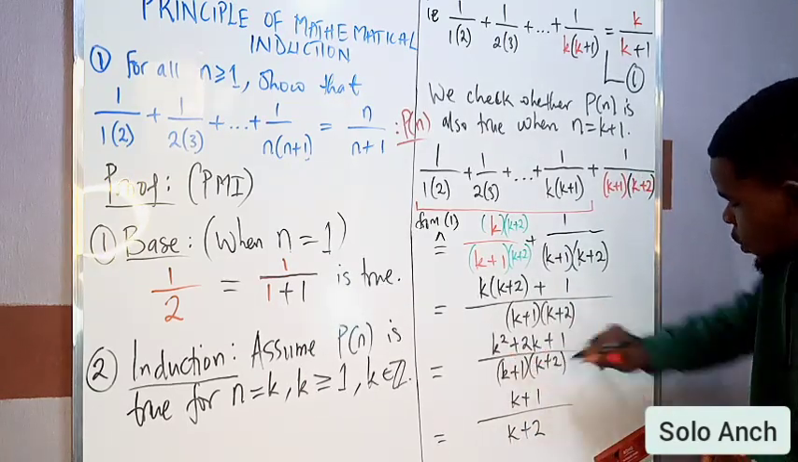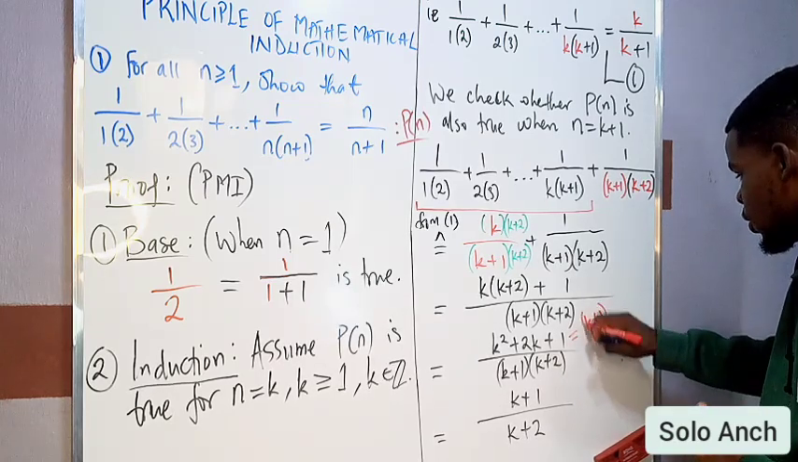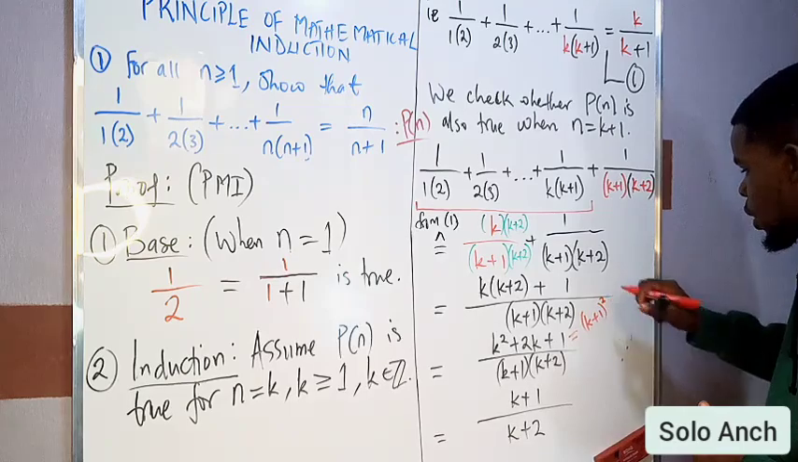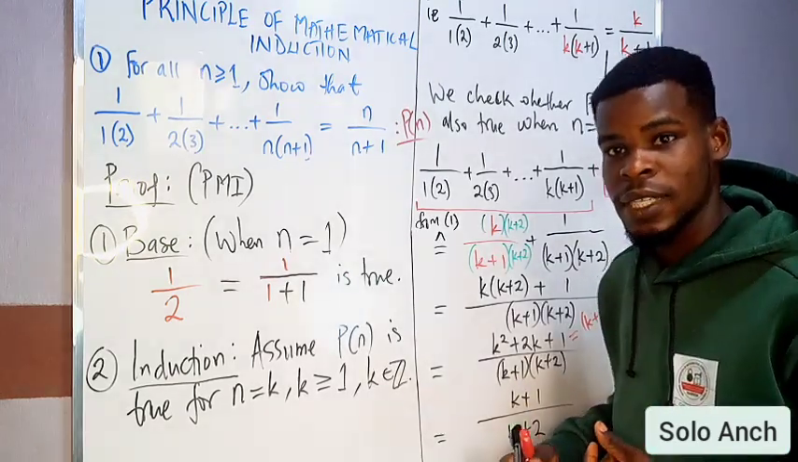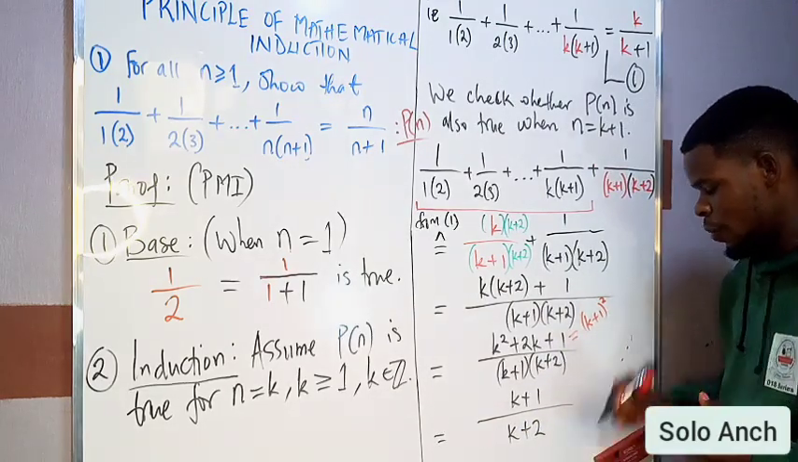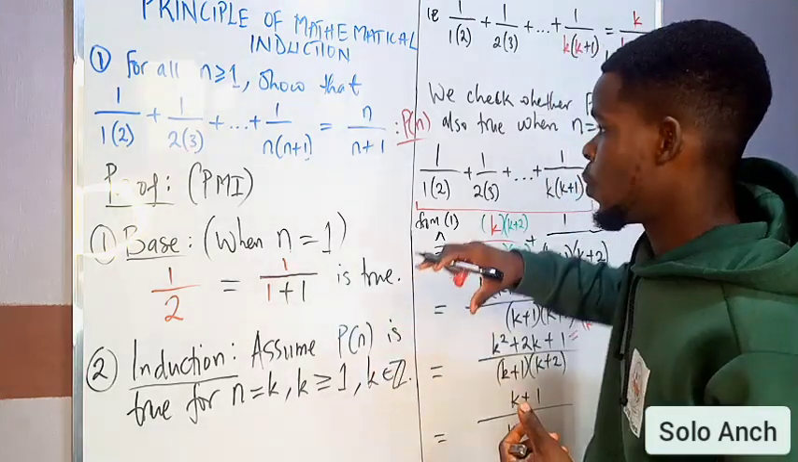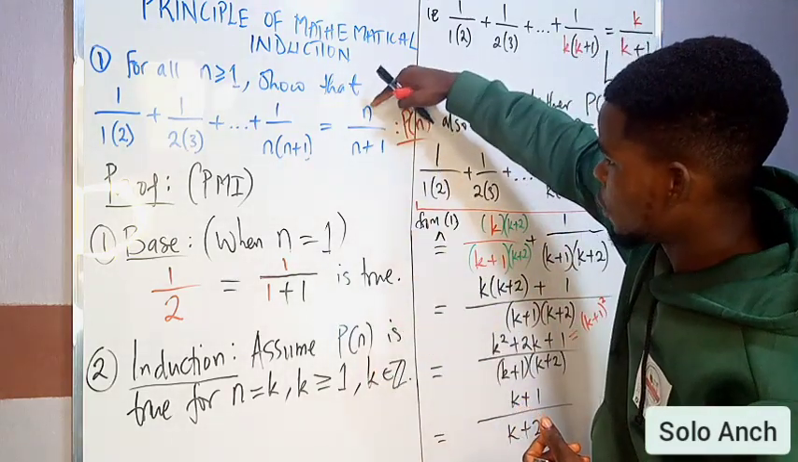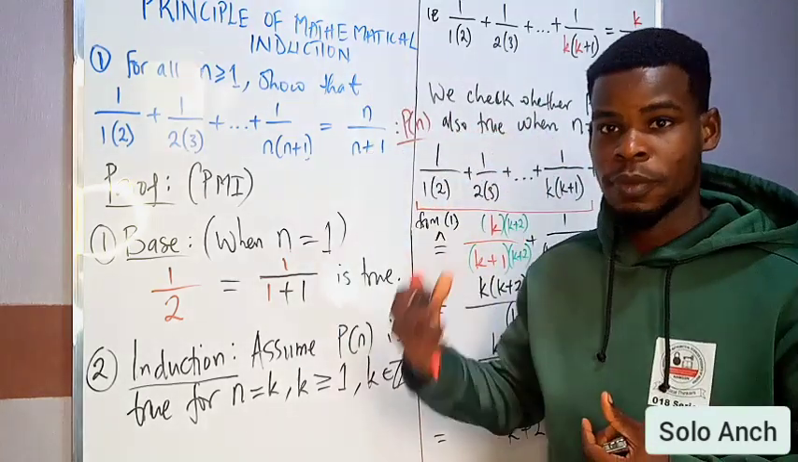This numerator here is k plus 1 times k plus 1, which is k plus 1 squared. And one of these k plus 1 will cancel out with this other k plus 1. We're left with k plus 1 at the top, only one left, and then divided by k plus 2 at the bottom. And this is exactly what we want to show, that the statement is true for k plus 1. Look at it. k plus 1 divided by k plus 1 plus 1, that is k plus 2.